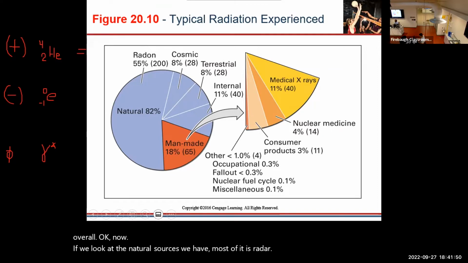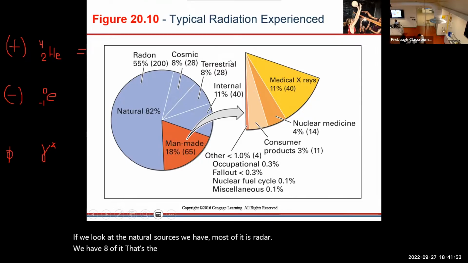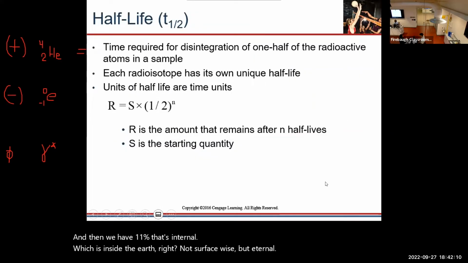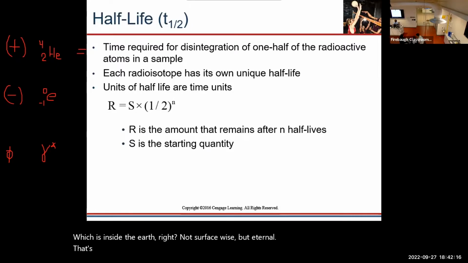Okay. Now, if we look at the natural sources, we have most of it is radon. We have 80% of it as cosmic. 80% of it is basically on Earth. And then we have 11% of that, which is inside surface. That's how we do boxes, that's how we separate stuff. Almost all submarines are.